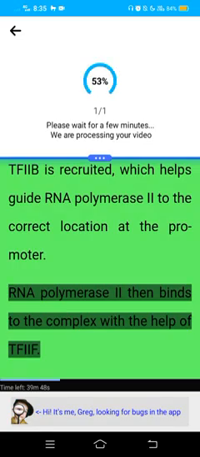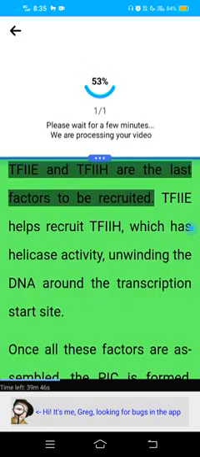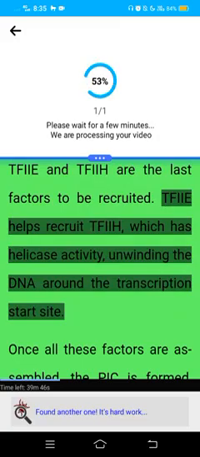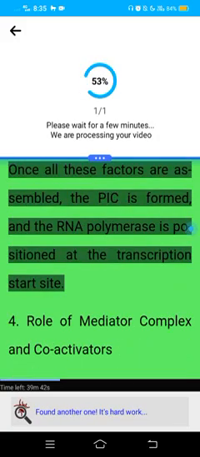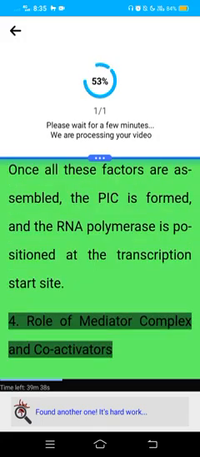RNA polymerase II then binds to the complex with the help of TFIIF. TFIIE and TFIIH are the last factors to be recruited. TFIIE helps recruit TFIIH, which has helicase activity, unwinding the DNA around the transcription start site. Once all these factors are assembled, the PIC is formed, and the RNA polymerase is positioned at the transcription start site. 4. Role of mediator complex and co-activators.